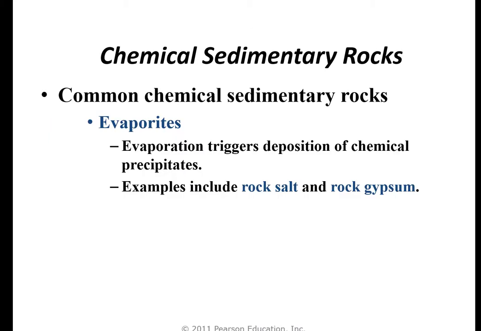We also have evaporites, and these are rocks that are formed from the evaporation of precipitates. These include rock salt and rock gypsum, and we have a lot of this in the Ozarks as well.